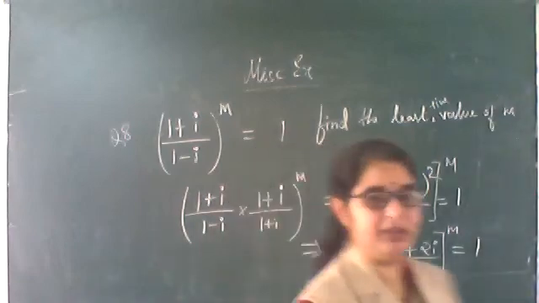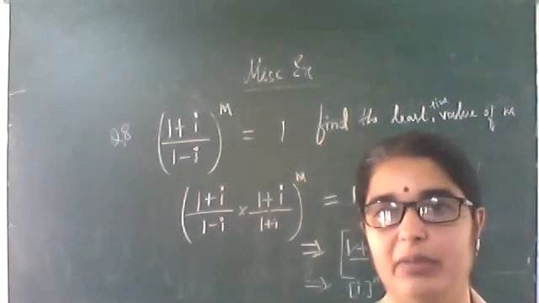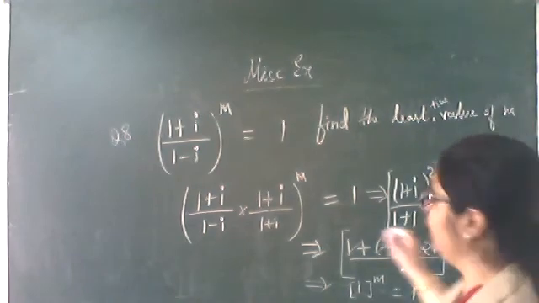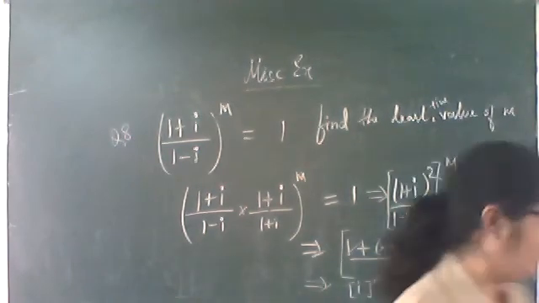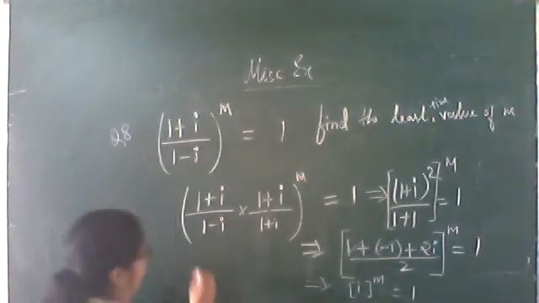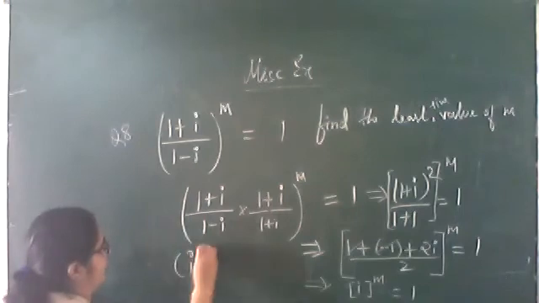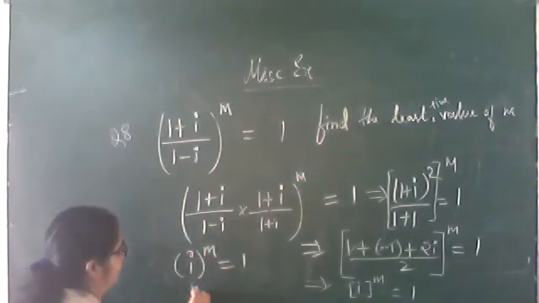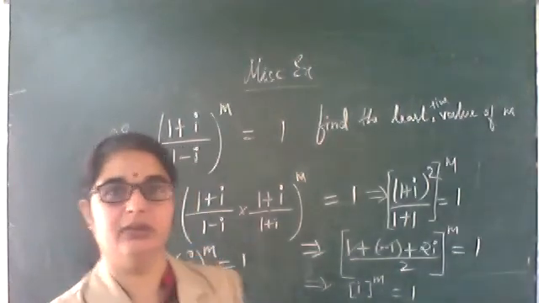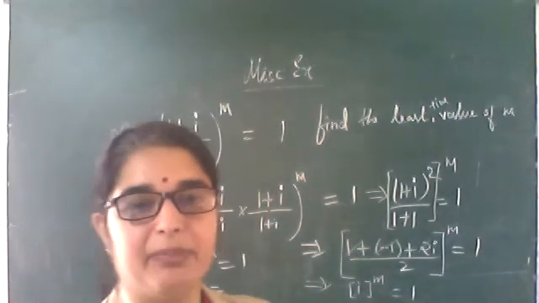Now can you tell me the value of m? Please answer. What will be the value of m? Just see what equation we have got. We have got that iota to the power of m is equal to 1. So m will be equal to what? What all values m can take? Anyone? What values m can take?